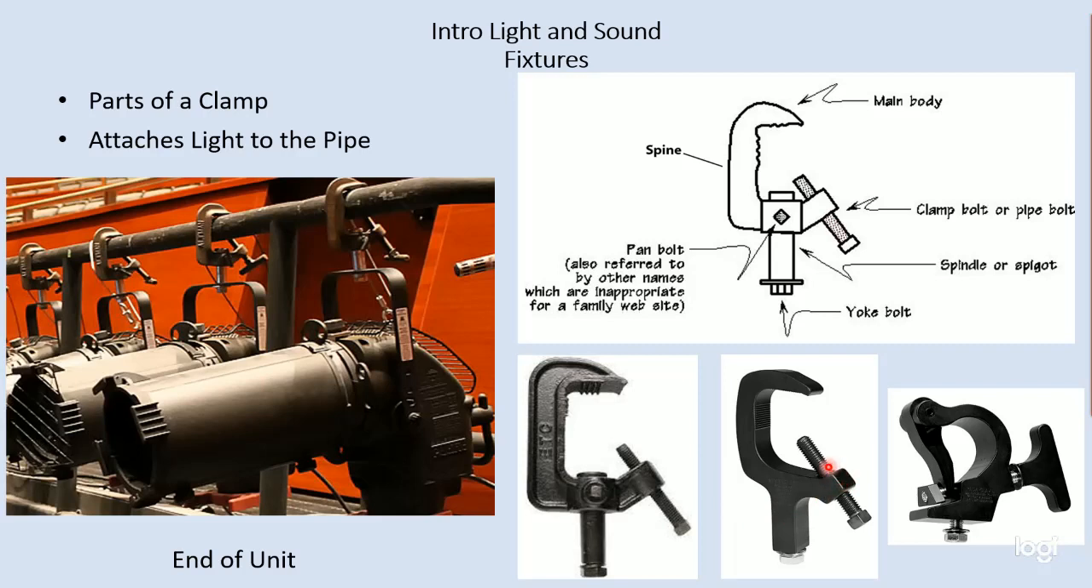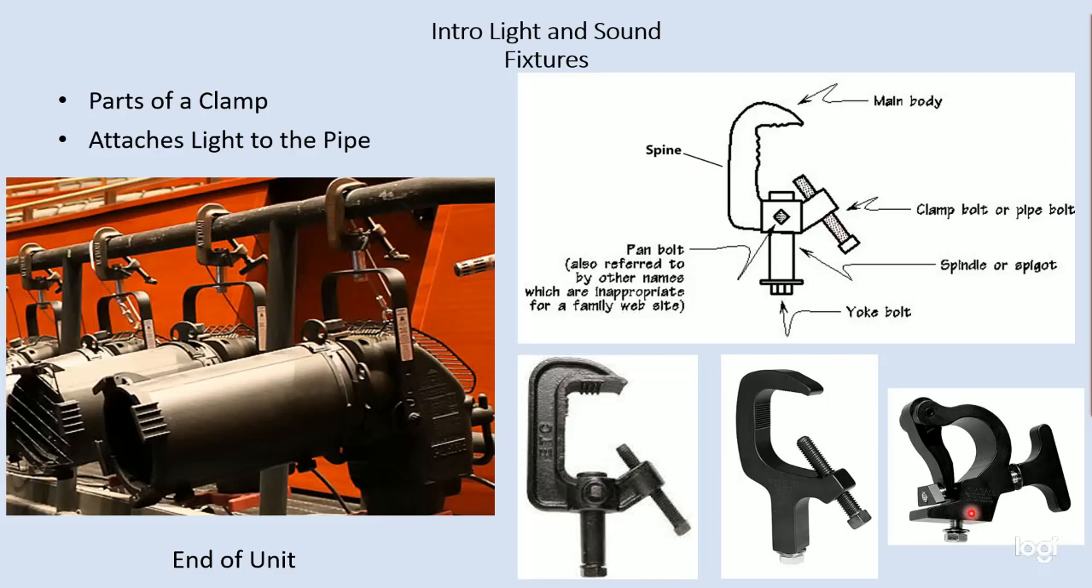This is a mega clamp. It's made of aluminum. It's very lightweight. It's used for all kinds of different fixtures and different applications, but it has the same basic features. It has that shape. It has a pipe bolt, and then it has a yoke bolt. And in this instance, you must use the yoke bolt to be able to pan left and right. It does not have a movable spigot. This would be the spigot or the shaft of this clamp.